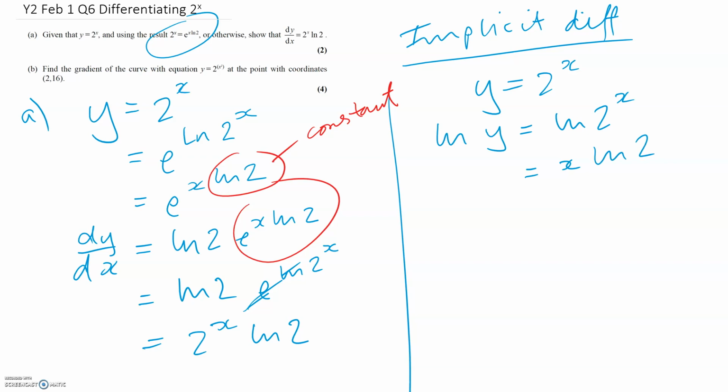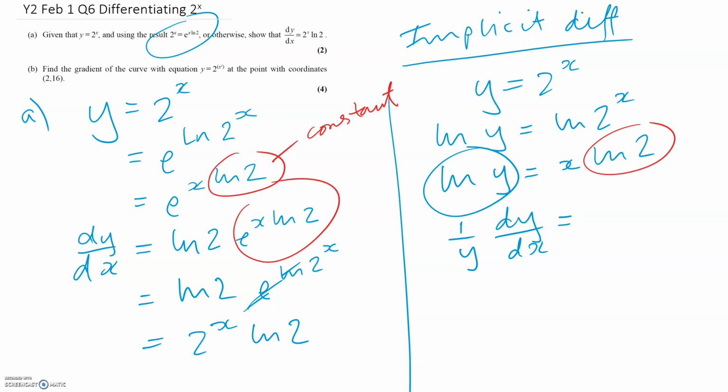We now need to differentiate. We haven't differentiated anything yet, but if we differentiate implicitly both sides, we want to differentiate everything with respect to x. So when we differentiate this with respect to x, differentiate with respect to y first of all, and then we just stick a dy by dx down as usual.